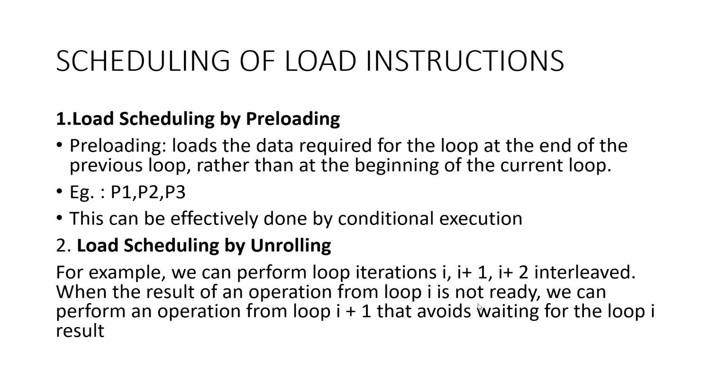But in load scheduling by unrolling, if the output generated in iteration I is not ready, it is still possible to do the operation of iteration I plus 1. That avoids waiting for the result of iteration I. It is mostly done by assumption. The system assumes the output generated by iteration I, and that is fed into I plus 1, to eliminate the waiting. That is load scheduling by unrolling.